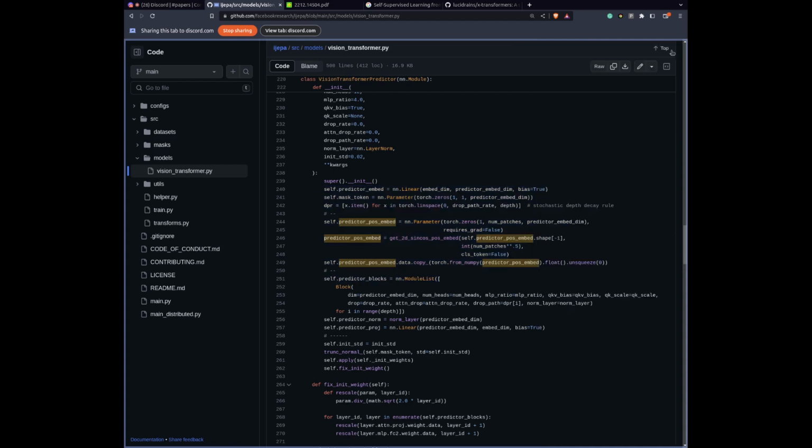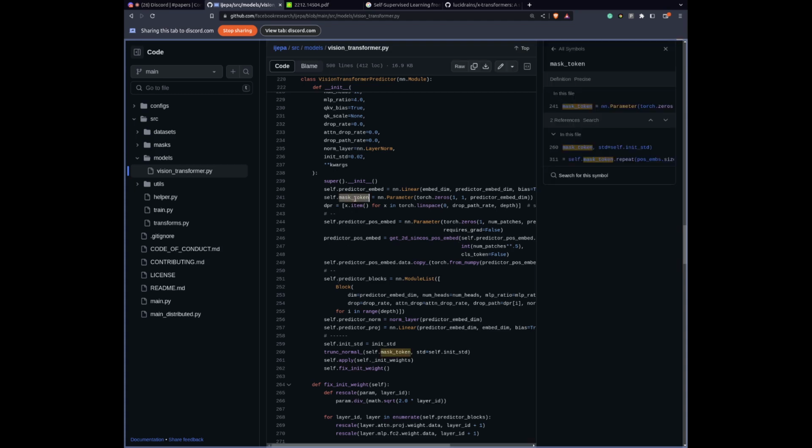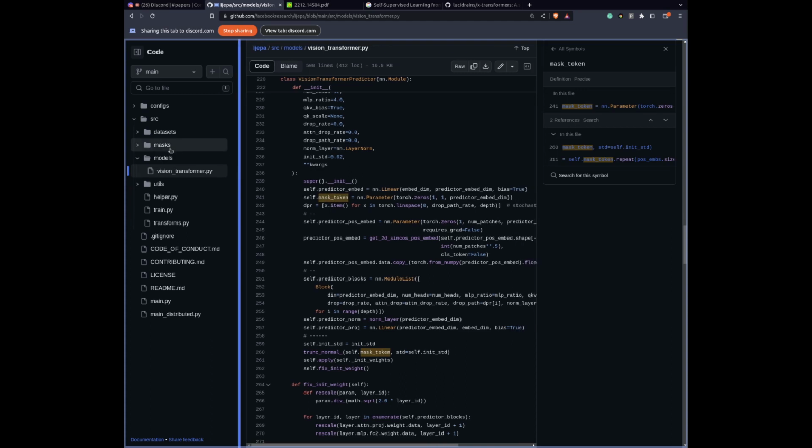It's so stupid. I'm reading the code, I'm doing this, and then every time I click, okay, I got that. Okay, so I guess this is the predictor position embedding. So this is the mask token, right?